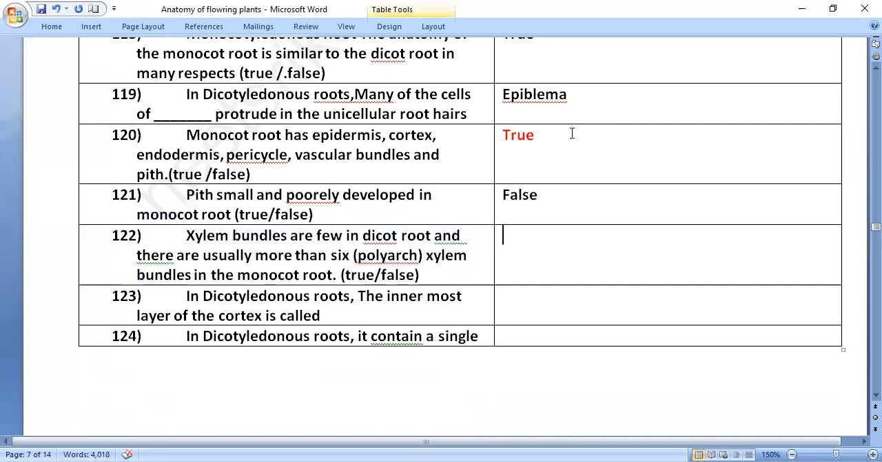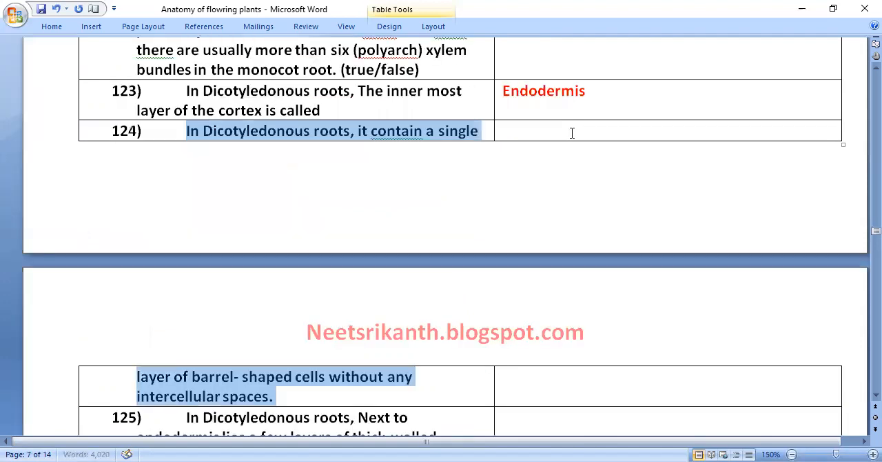Xylem bundles are few in dicot root and there are usually more than six polyarch xylem bundles in the monocot root. True. In dicotyledonous roots, the innermost layer of the cortex is called endodermis. It contains a single layer of barrel-shaped cells without any intercellular spaces: endodermis.